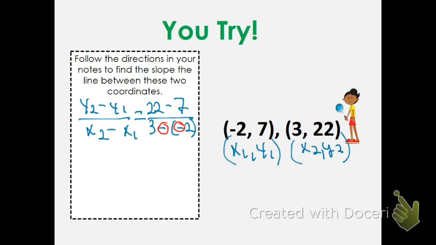So then, if we simplify this, 22 minus 7 is 15 divided by, and remember, this is actually going to be 3 plus 2. So that gives us a 5. So we have 15 over 5 is 3. And it's a positive 3. That's our slope.